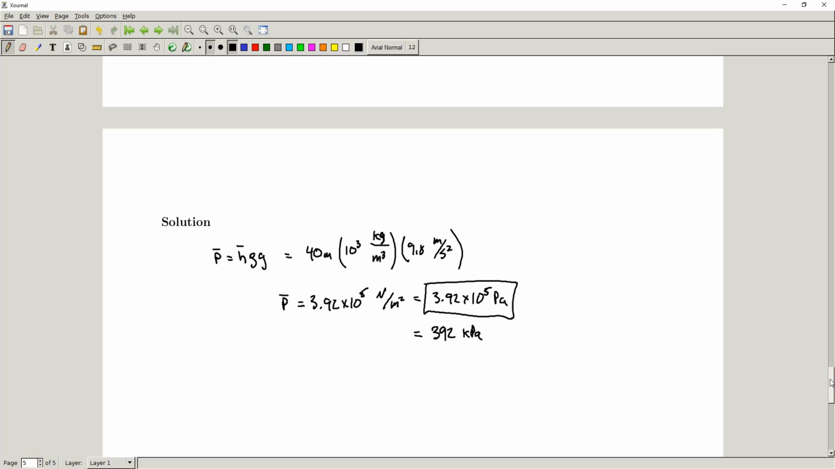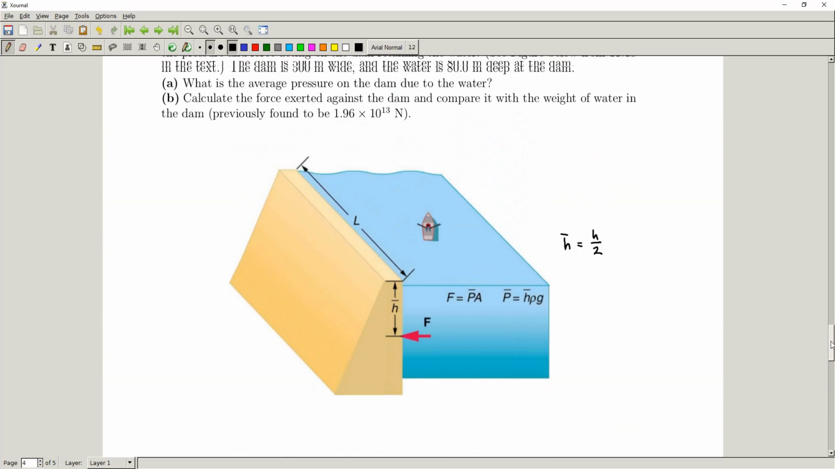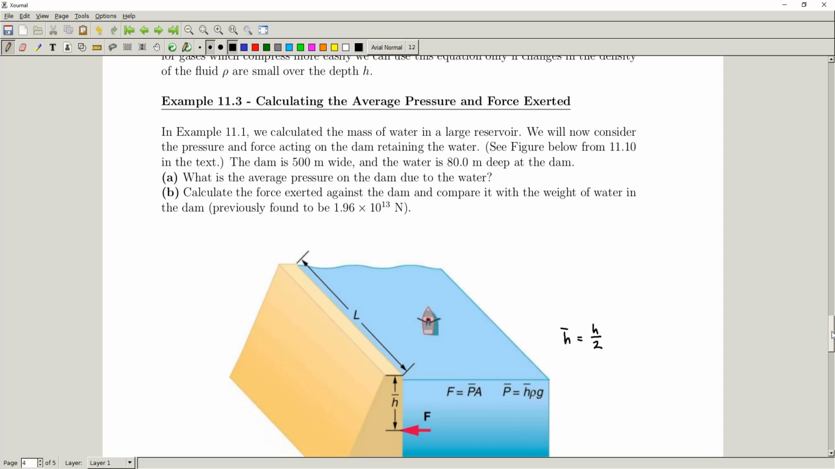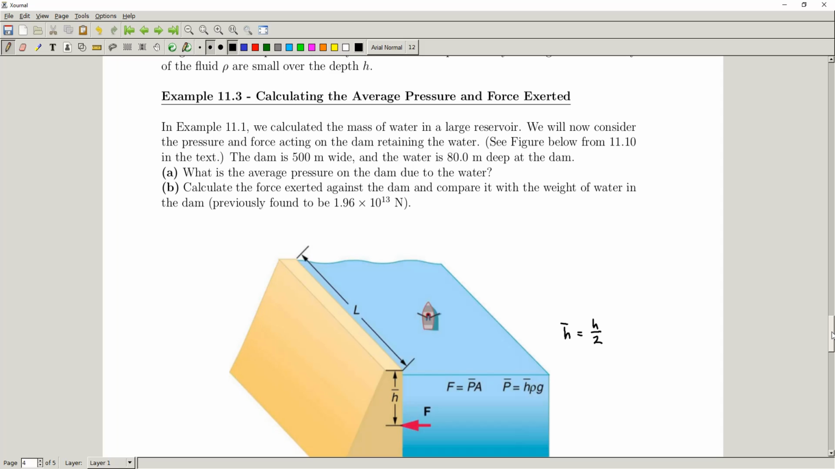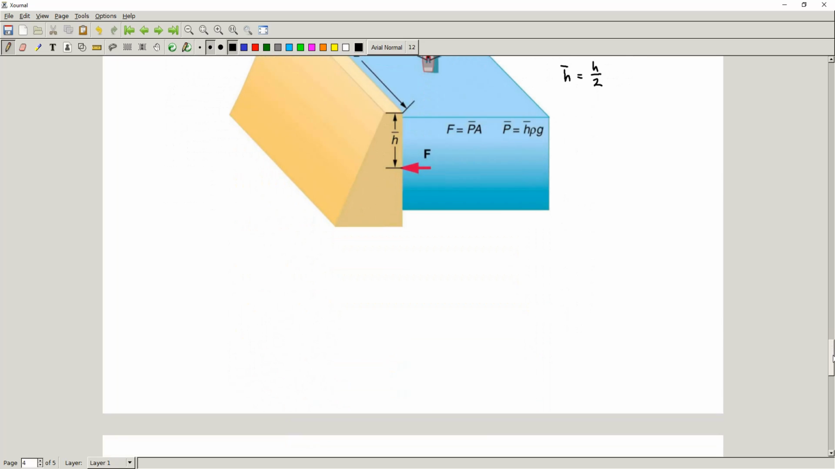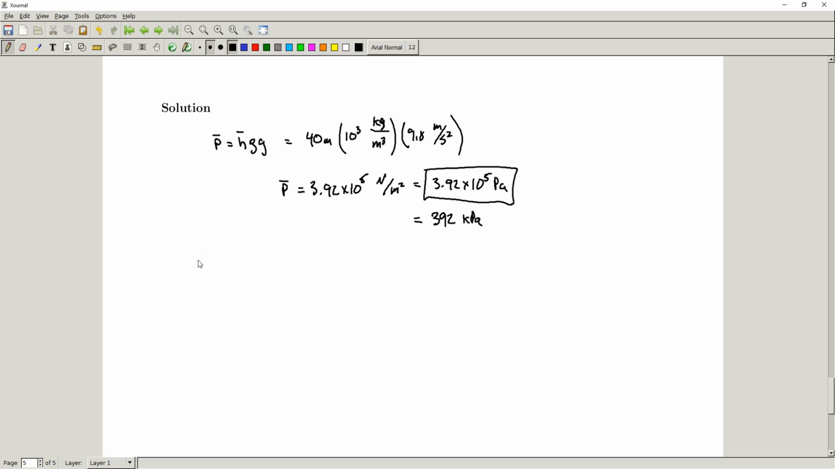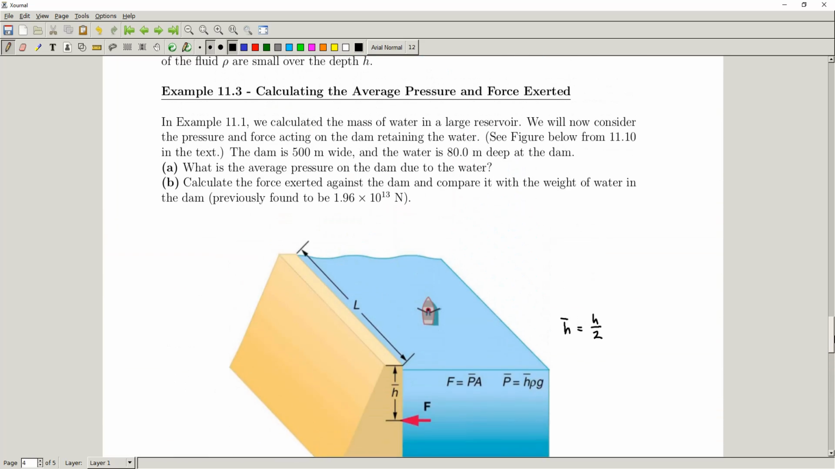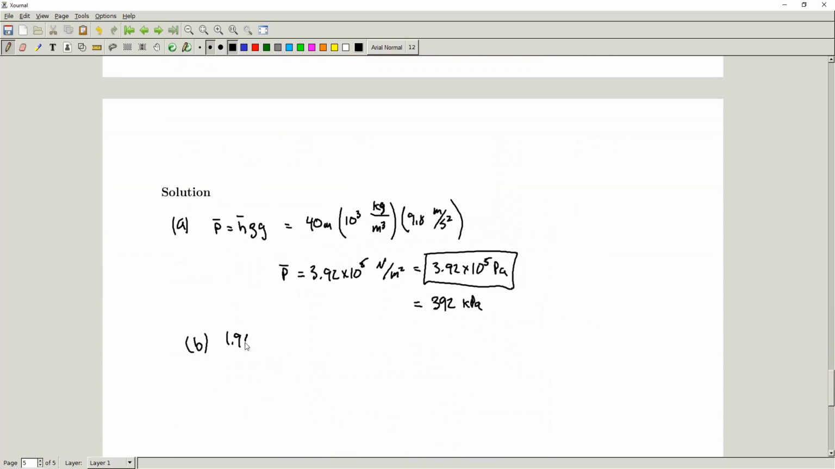right? And in part B, what are we looking for in part B? We're looking for calculate the force exerted against the dam and compare it to the force of the weight of the water that we calculated in the previous example. So we were supposed to have found 1.96 times 10 to the 13 newtons. So let's just remember, 1.96 times 10 to the 13 newtons.